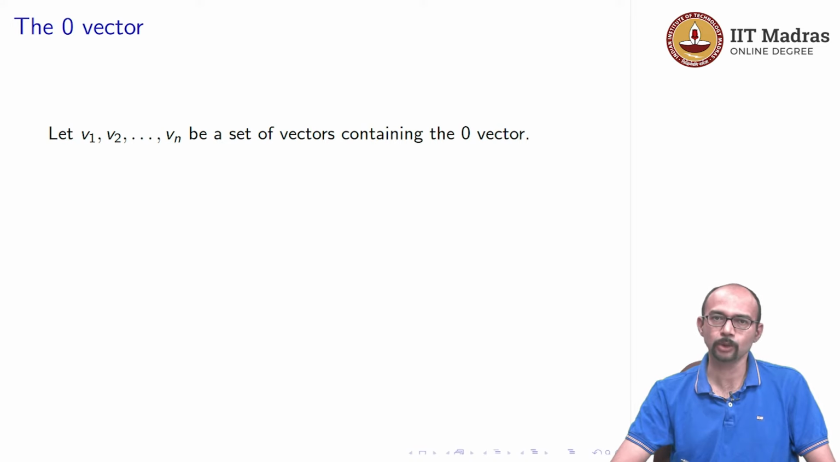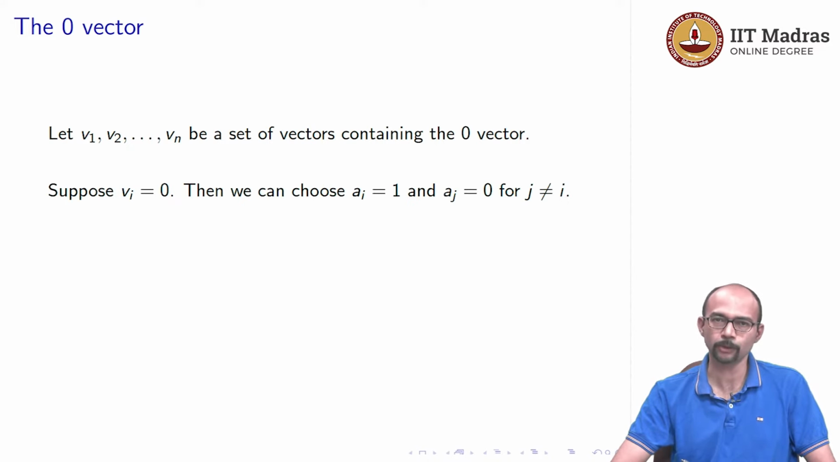Okay, let us look at the 0 vector. This is a very special vector in our vector space. So, suppose I have a set of vectors v1, v2, ..., vn, and one of the vectors here is the 0 vector. Okay. So, suppose vi is 0, let us say that one is vi. So, then what you do is you choose the ith coefficient to be 1, and you choose the jth coefficient where j is not i to be 0.